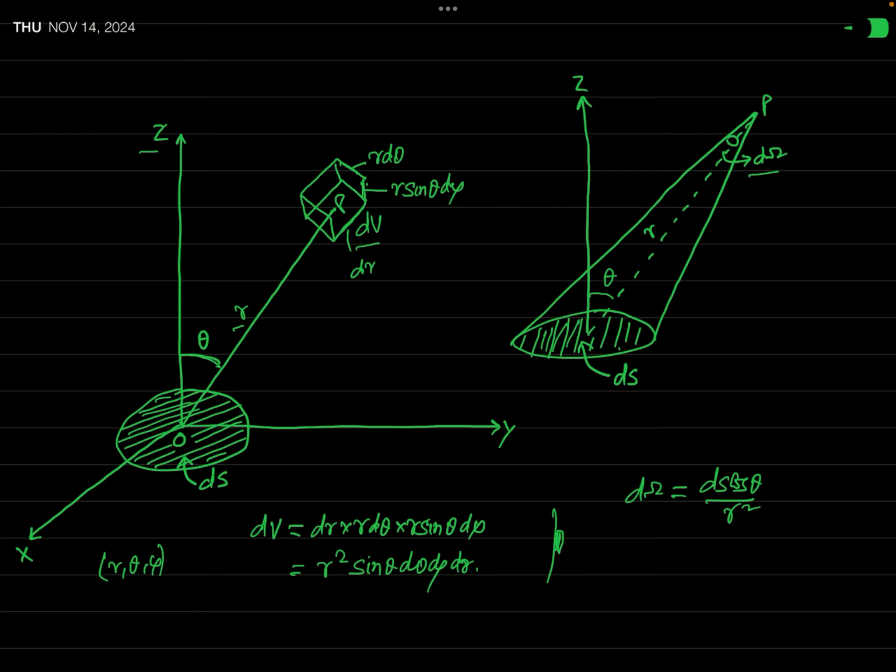Definitely you can say that at this point P your elementary volume is situated. From this point P, the amount of energy which propagates through this solid angle d omega will be incident on this elementary surface. So if your aim is to find the amount of energy falling on this elementary surface ds from this element of volume dV, you can use the idea of this solid angle.